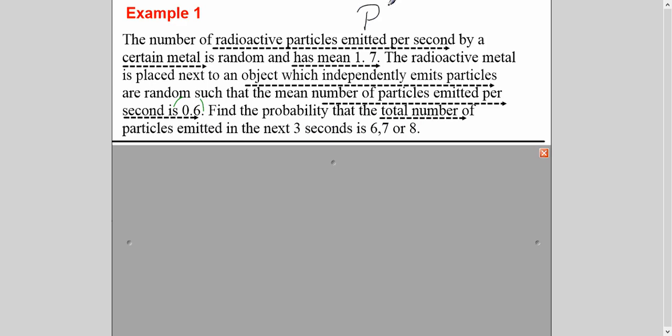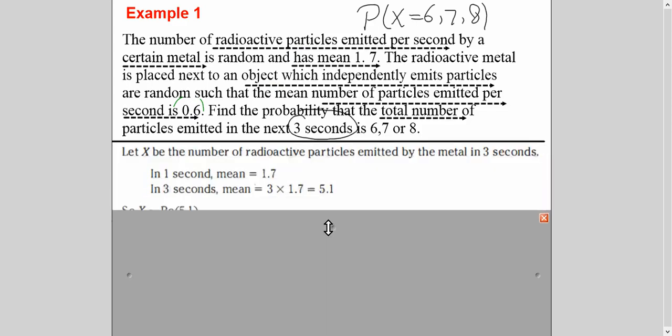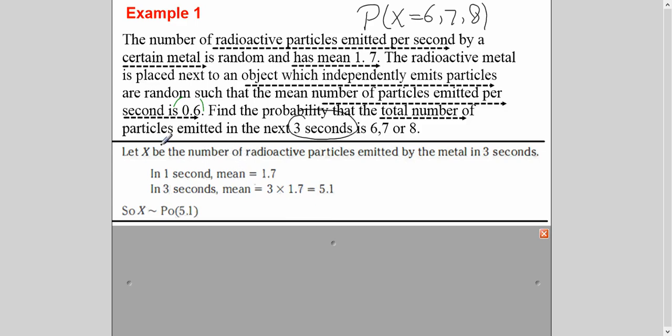It means you have to find the probability of X equals 6, X equals 7 and X equals 8. The important thing is it is for 3 seconds, and in the question, it is given for 1 second. So first of all, you have to change the rate of this particle for 3 seconds and the rate of emitting for the other particle for 3 seconds, and then we will add them up. Let's find it for both quickly. For the first particle, I'm referring to it as X. In 1 second it is 1.7, so in 3 seconds it will be 5.1, simple multiplication.